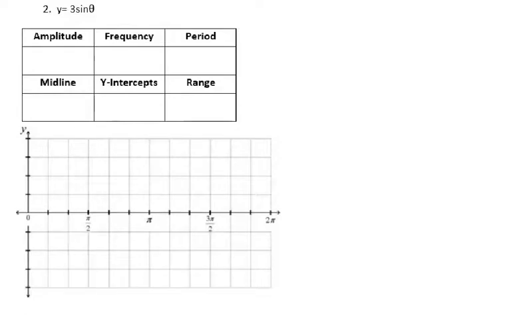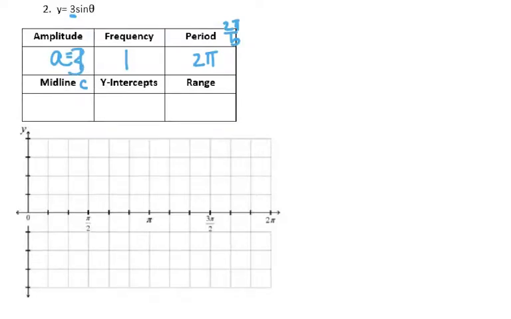If I take a look at our next function, y is equal to 3 sine theta, for this one I can easily start to go through and look for my a, b, and c values. In this one, my amplitude is equal to 3. My frequency, or my b value, is equal to 1. My period, which is 2 pi over b, would be equal to 2 pi. My midline, because there is no c value, is going to be equal to y equals 0.